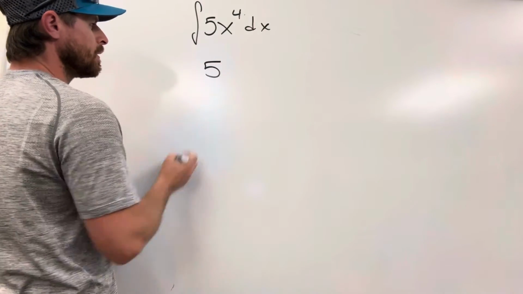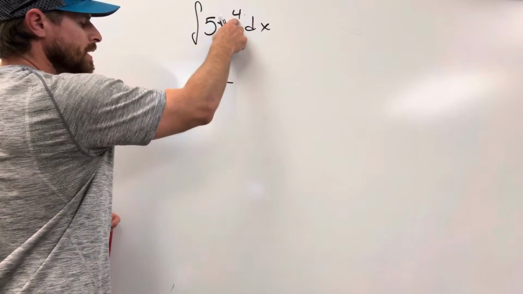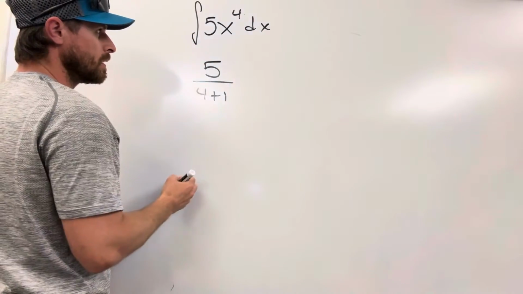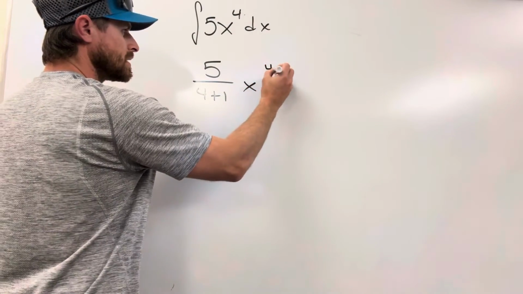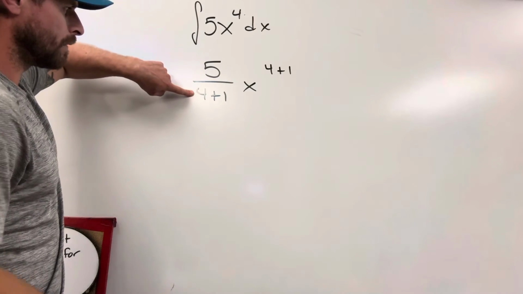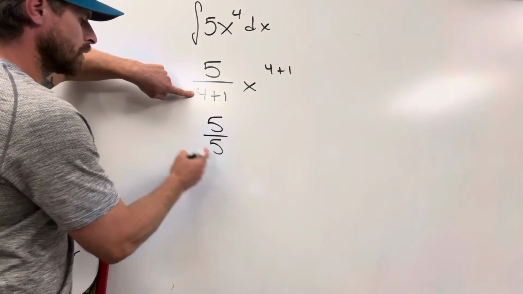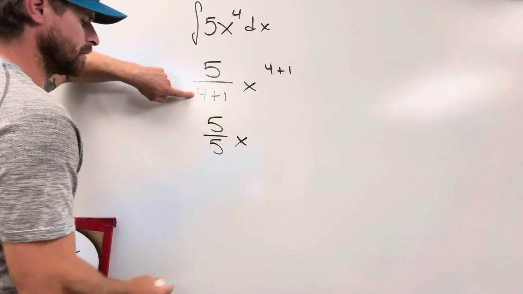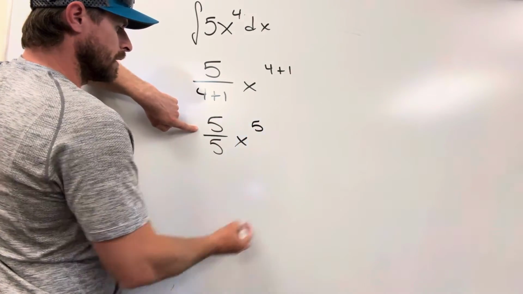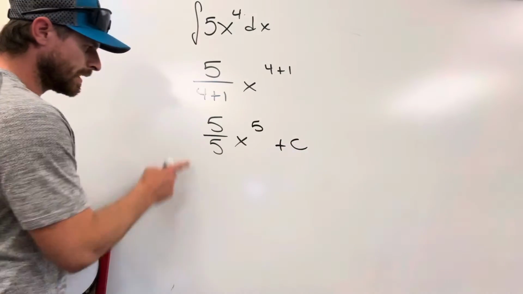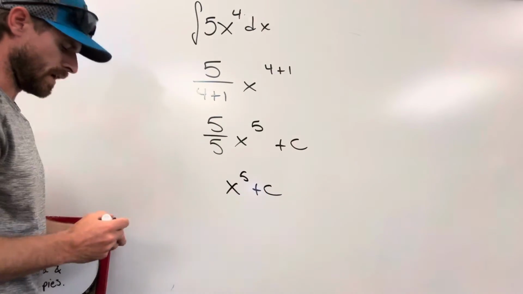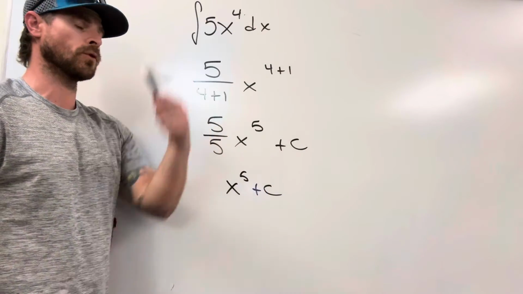We're going to end up getting 5 over, remember that would go down on the bottom, so we're going to say 4 plus 1. We have to always increase it by a value of 1. We've got x over here, and we have to increase that 4 plus 1 as well. Now what happens is you're going to end up getting 5 over 5. We all know 5 divided by 5 is 1, so that's just going to eliminate essentially, and we won't show the 1. We're going to get the power of 5 over here plus c. Again, 5 over 5 is 1, so our final answer is going to be x to the 5th plus c. You found the antiderivative of 5x to the 4th power.